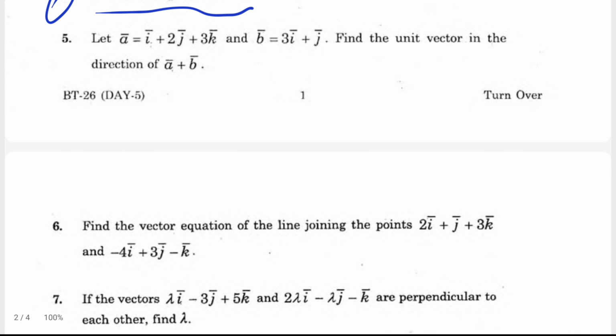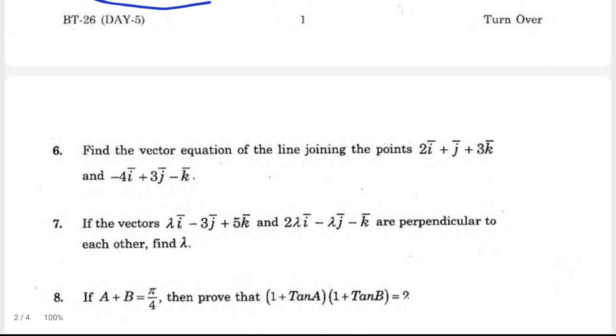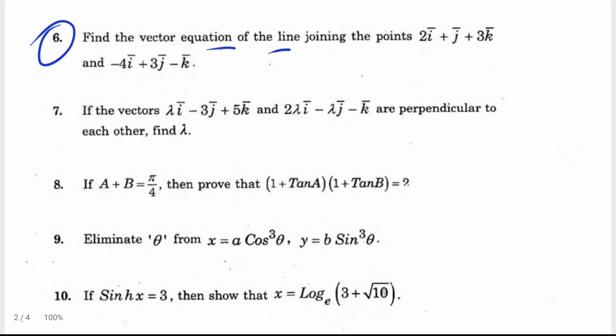Okay, this is the fifth one: find the unit vector in the direction of a plus b. Okay, you have to find a plus b. Nothing, this is very easy. You have to add both of them, same as it is. Okay, and this is question number 6: find the vector equation of the line joining points. We have to find the vector equation of the line joining this and this.